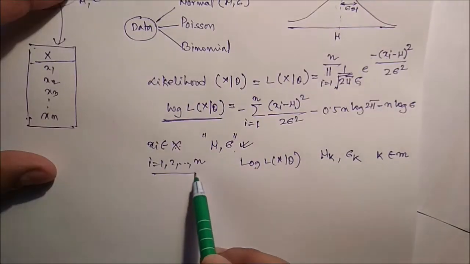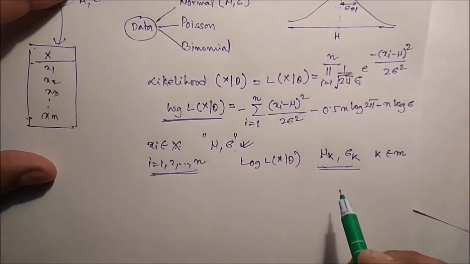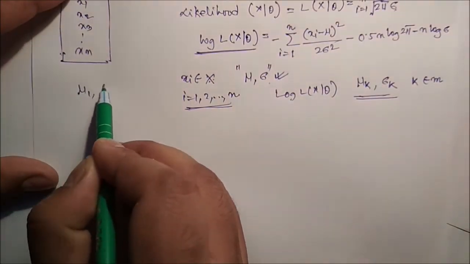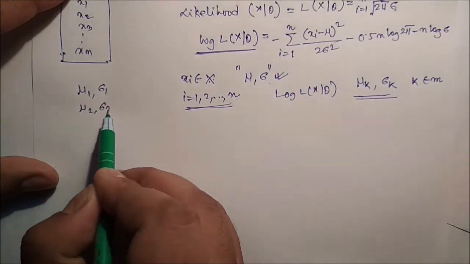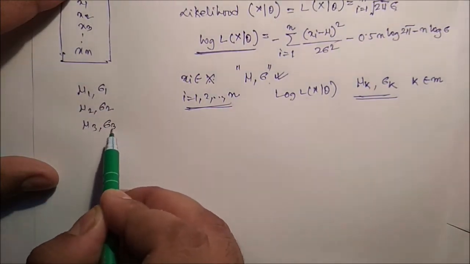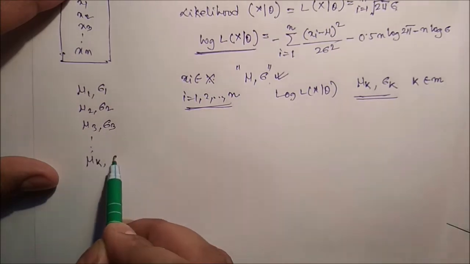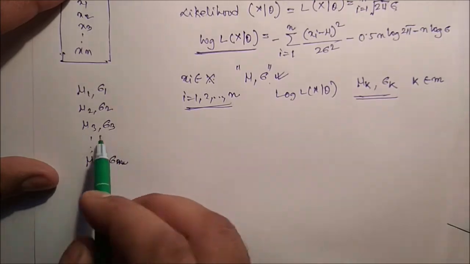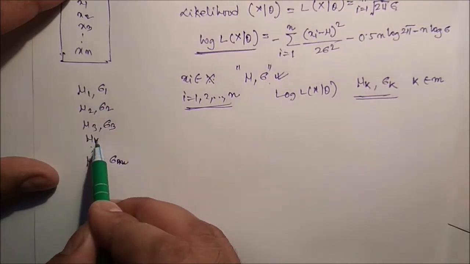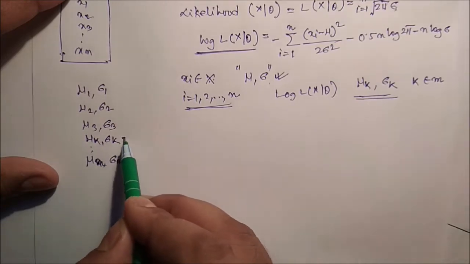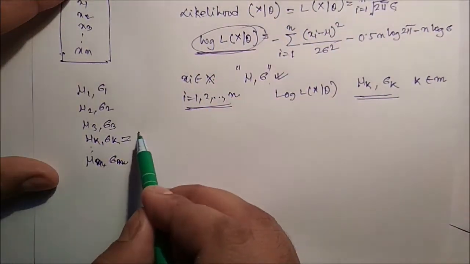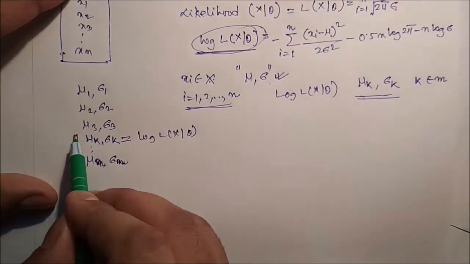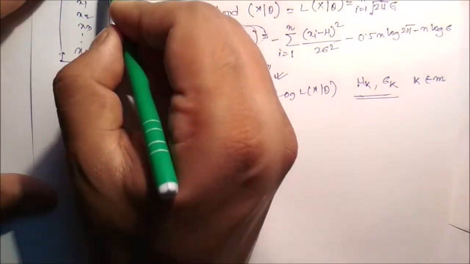For the given x values, we just choose some mu and sigma. Say it may be mu1 sigma 1, mu2 sigma 2, mu3 sigma 3, and say mu k sigma k, up to mu m sigma m. Now suppose for mu k and sigma k this value is maximum, then select this one as the population parameter.